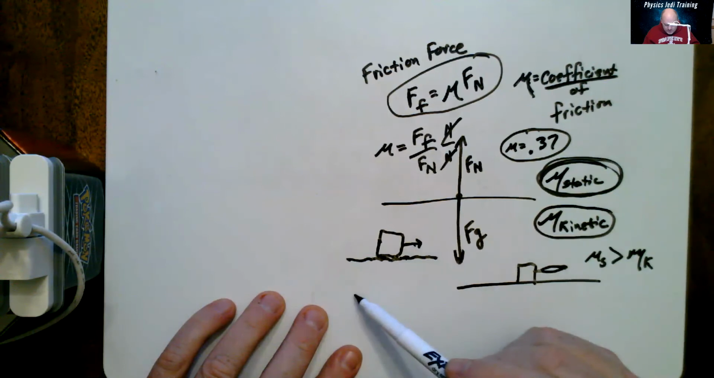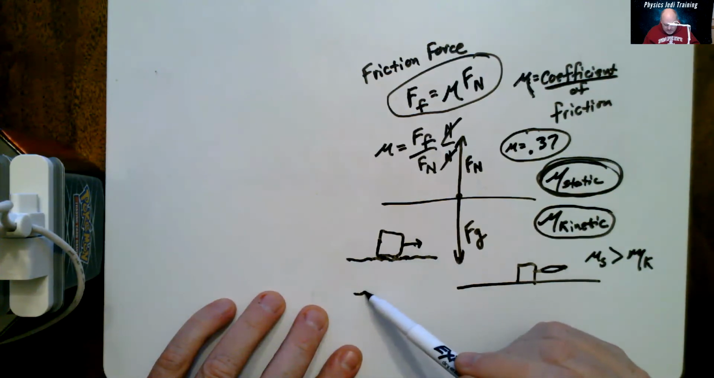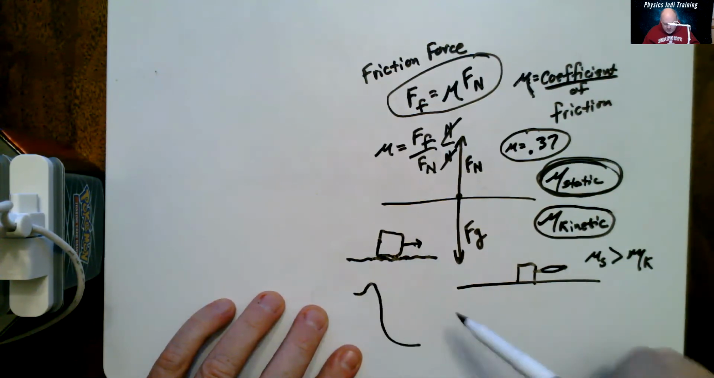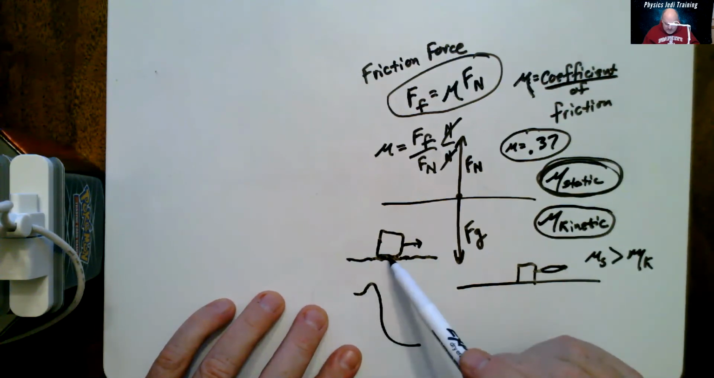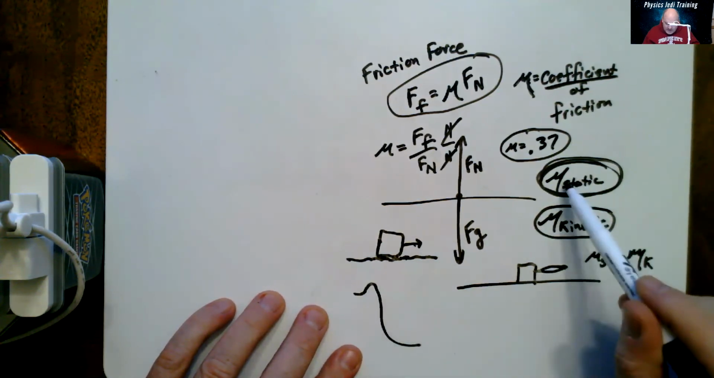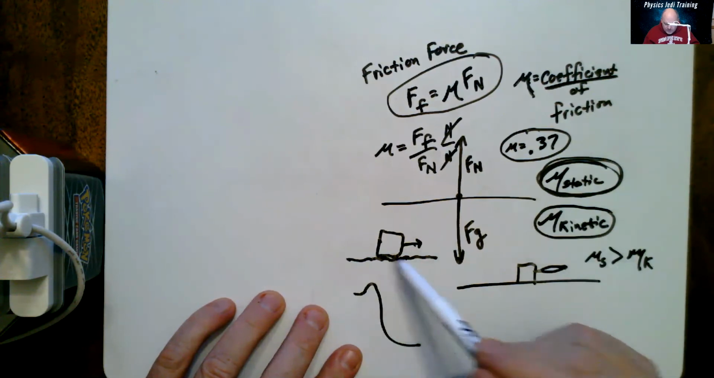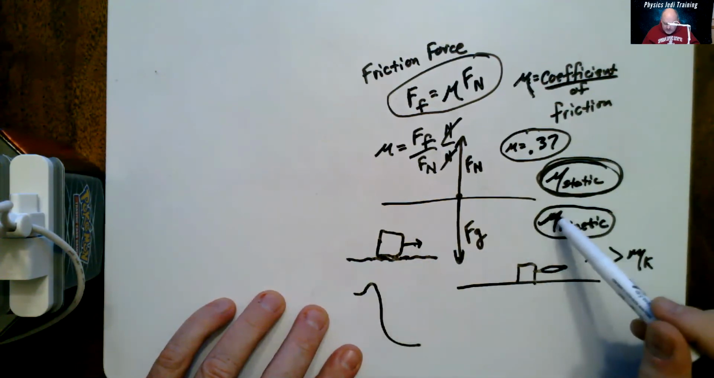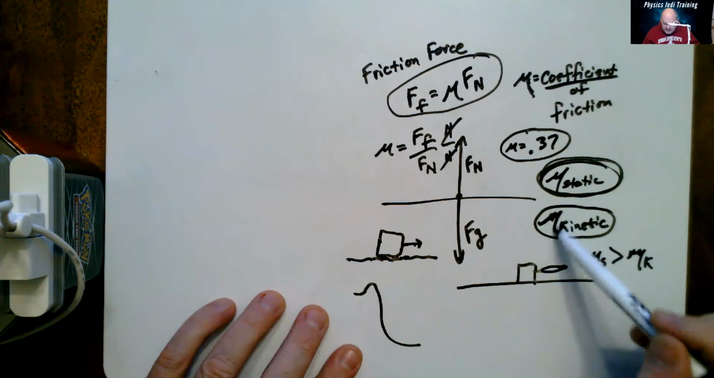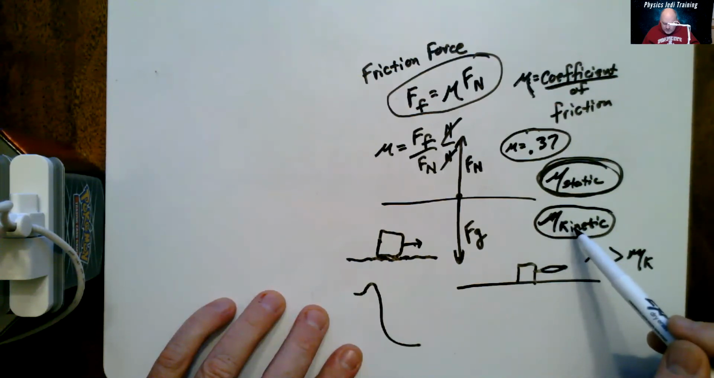It's kind of like in chemistry when you had to put in a little bit of heat, a little bit of activation energy so that the whole reaction could go. It's kind of the same thing. You need a kind of a little bit higher mu to overcome, and once you're going, you'll have a slightly lower kinetic mu, a kinetic coefficient of friction.